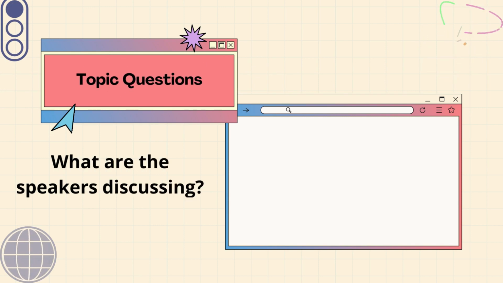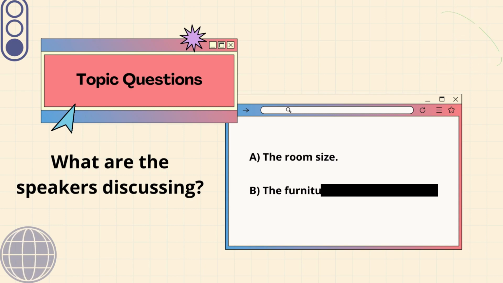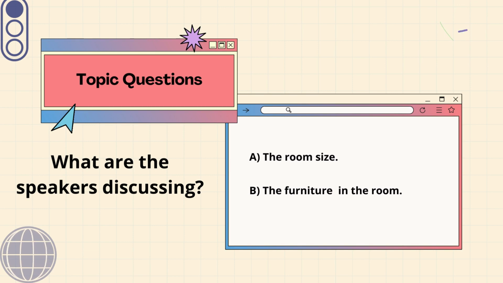Topic questions are questions about the main issue. What are the speakers discussing? The new room size or the furniture in the room? You must be very careful with these types of answers since they are displayed very close. But keep in mind that there is only one right answer.